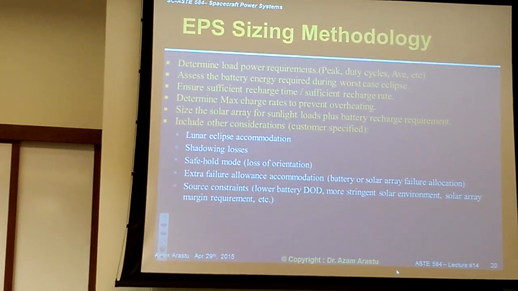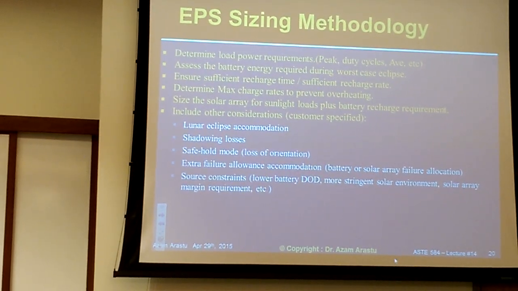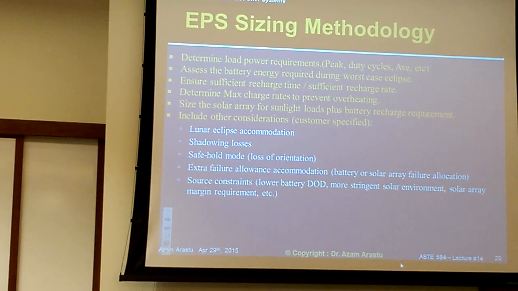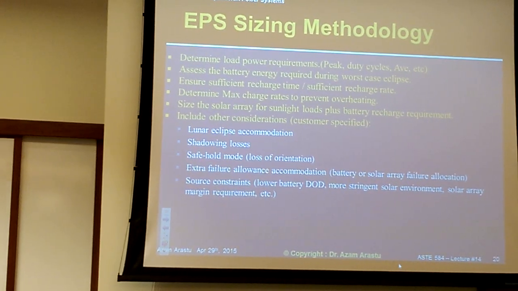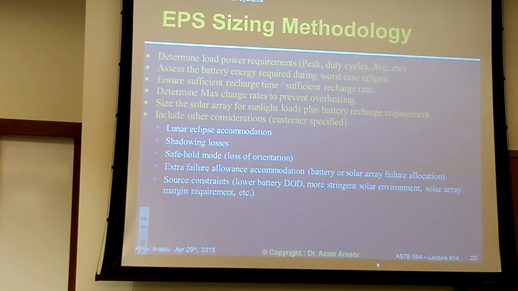Same thing, determining the load profile, assess the battery energy requirement, the worst case eclipse case, ensure sufficient recharge and sufficient charge rates, determine max rates, prevent overheating, size solar arrays, then include all these things to make sure we account for lunar eclipse, shadowing losses, safe for extra cell failures, extra circuit failures, extra battery cell failures, and then make sure we have margins.